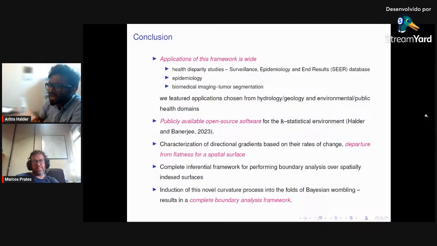We also have publicly available open source software, which is available to be installed in R, and it's available on GitHub, right? So we have not yet pushed it to CRAN, since we're wanting to have a unified software which allows you to do multivariate modeling, space-time, as well as this. So this is purely spatial, right?